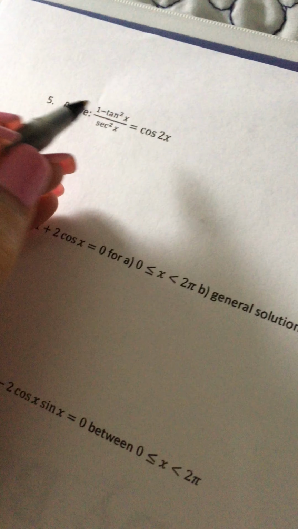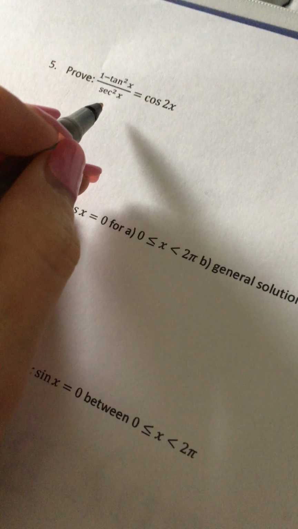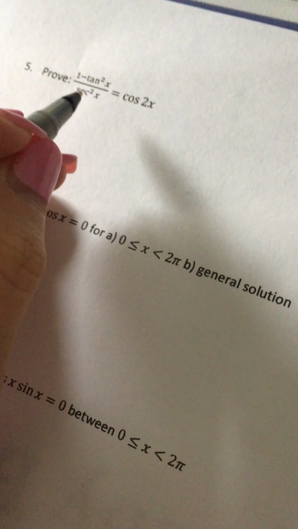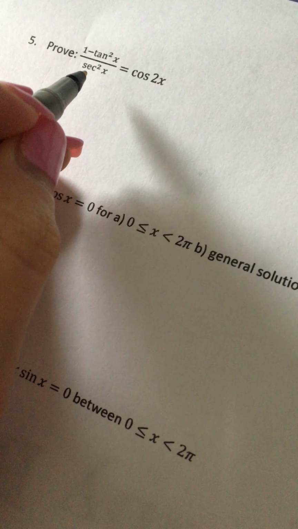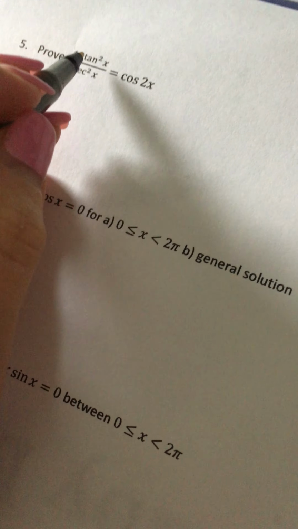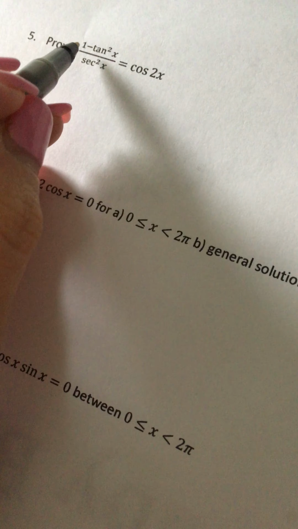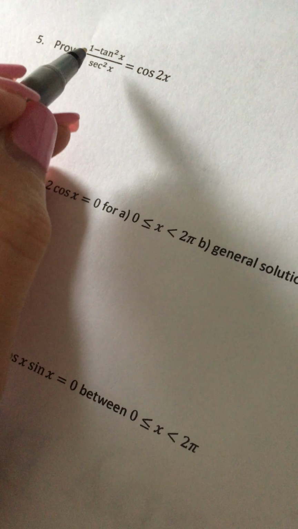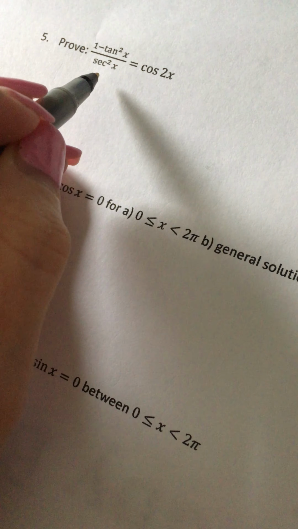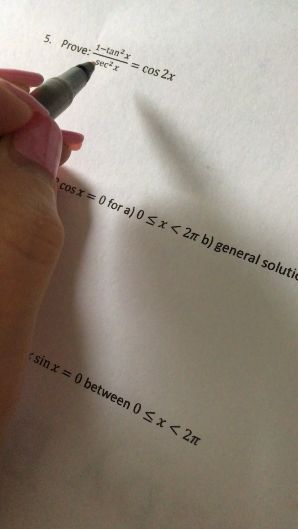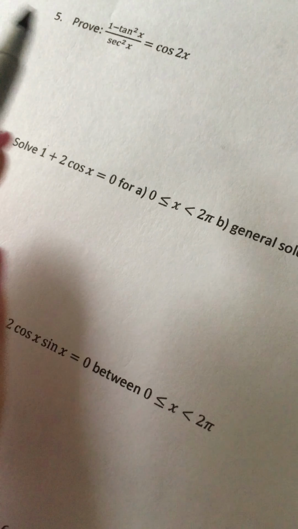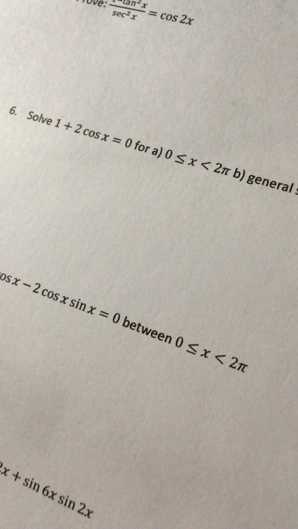Okay, so there's definitely a couple ways to do number 5. I'm not going to do number 5, but just know that there's a couple of different ways to do this. You could start by switching everything to sines and cosines. You could break apart the fraction and do 1 over secant minus tangent squared over secant squared. I think that might be a nice way to do it. But I'm not going to do number 5. I'm going to leave that one for you guys.